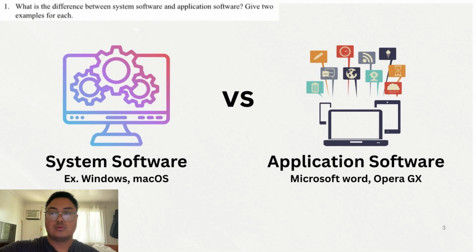Now, for the first question, what is the difference between system software and application software? And give two examples for each. System software is a type of software that runs and manages the computer's hardware and system operations. It acts as a bridge between the user and the hardware. A good example would be the Windows operating system and the Mac OS. Application software, on the other hand, helps perform specific tasks like writing documents or browsing the web. Examples include Microsoft Word and Opera GX as the browser.